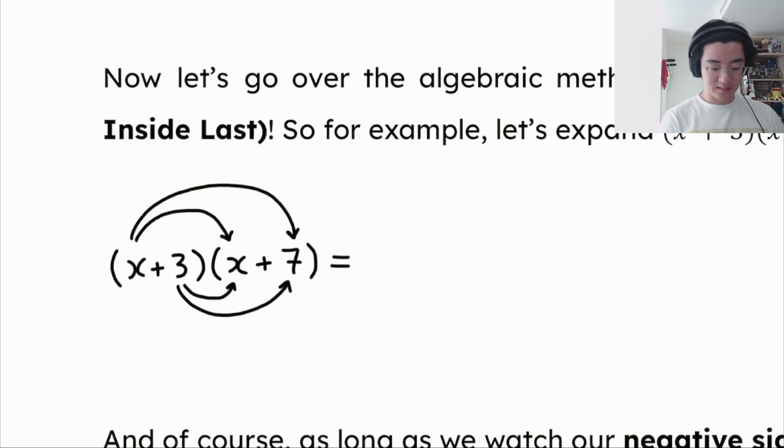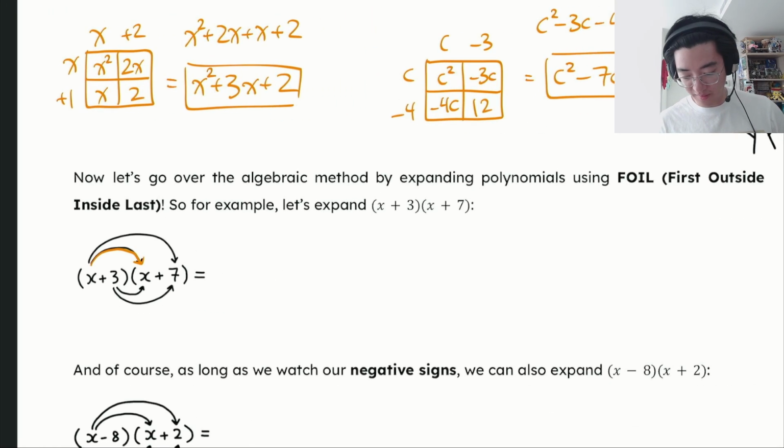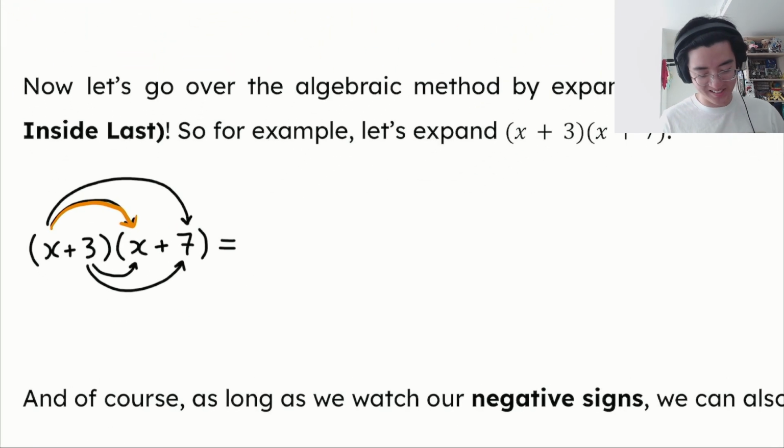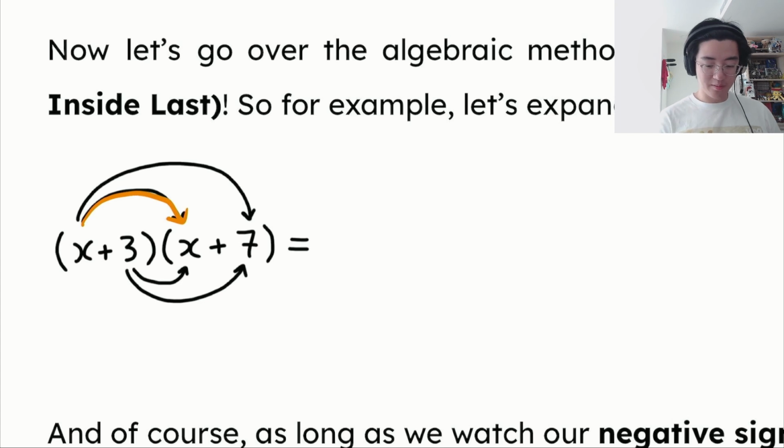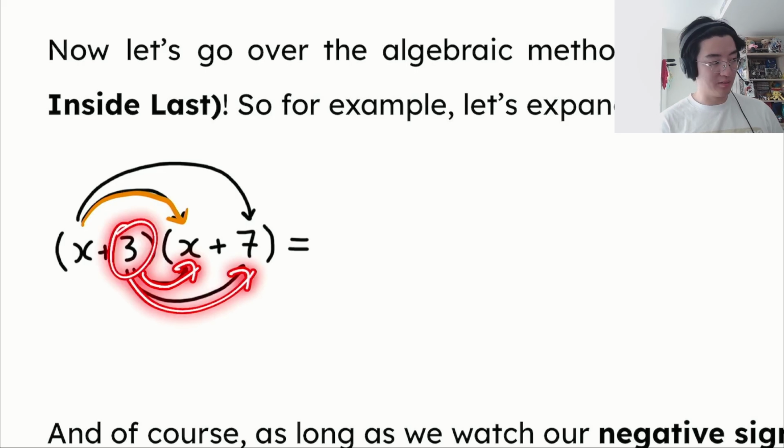So, let's look at our first arrow here. We have the first term multiplied. Wait, hold on. First, outside, inside. I'm still getting used to it. So first we multiply the outside one to both brackets, and then we multiply the inside term to both terms.